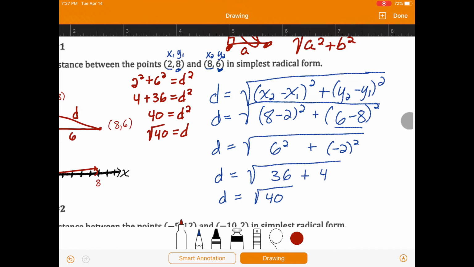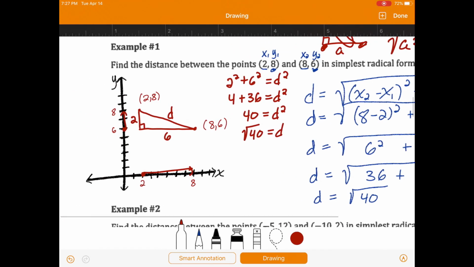Okay, so you are going to get the same answer, but when you do the formula, you don't have to draw the picture. You don't have to think about it quite as much. You're just going to plug in the numbers.